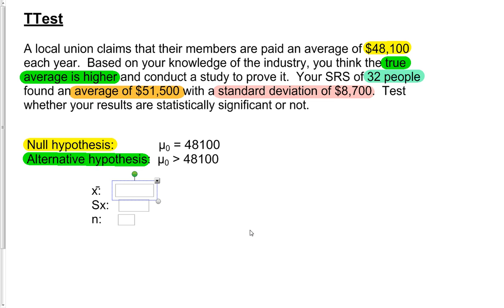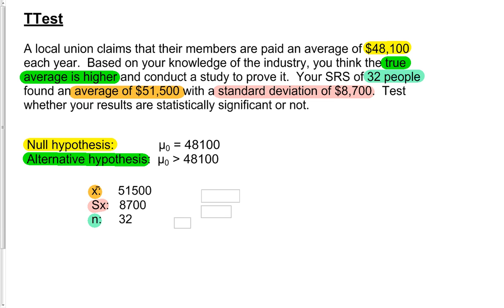Going forward, our x bar, our sample average, that's going to be this 51,500 number that we have here. That's the data that we collected. The standard deviation, Sx, 8,700. And then finally, our sample size is always called n, and n is equal to 32. So now we have all our values ready to go.